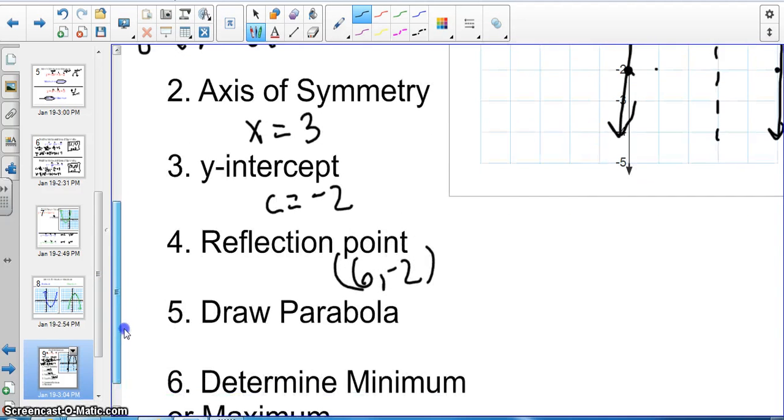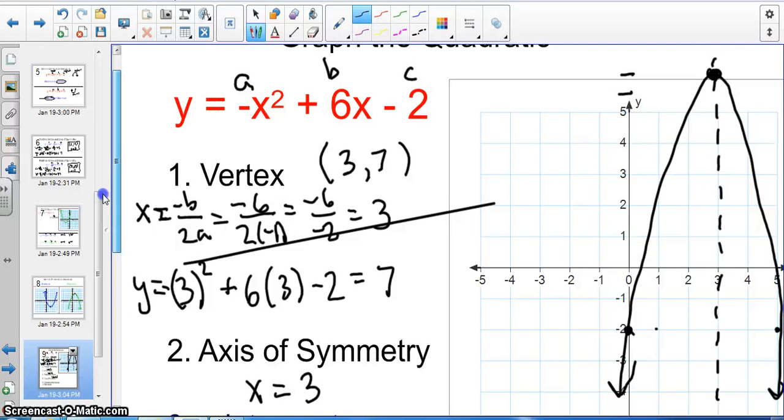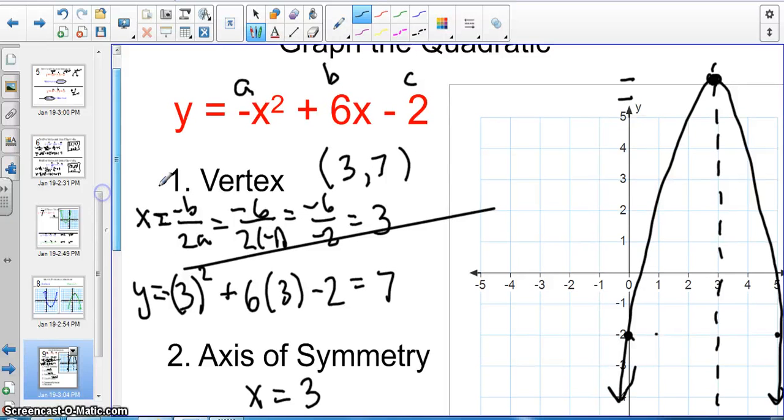Last but not least, determine a minimum or maximum. Minimum means it's the lowest point, maximum is the highest point. Well, this opens down, so it's going to be a maximum.